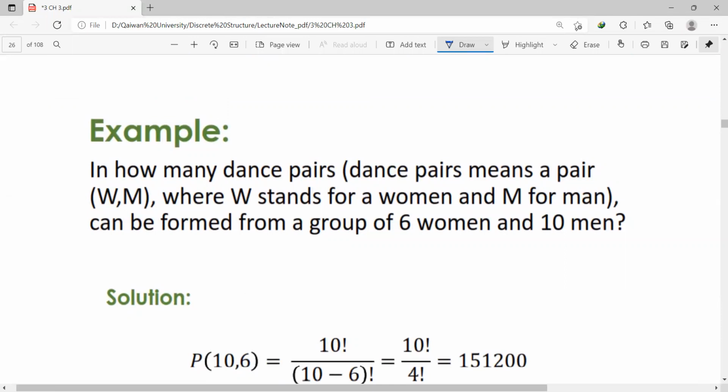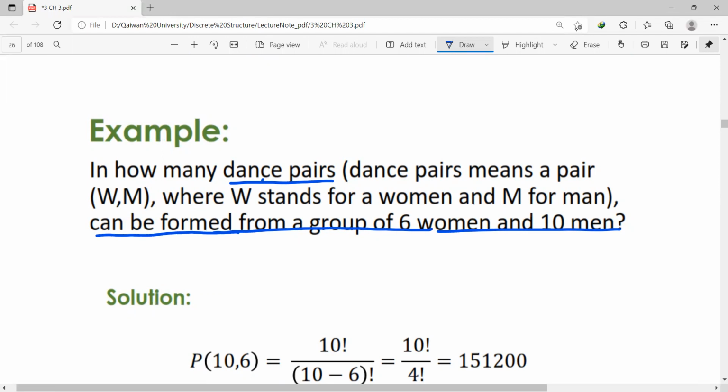Now we have another example that says: in how many ways can dance pairs be formed from a group of 6 women and 10 men? We now have 6 women and 10 men.